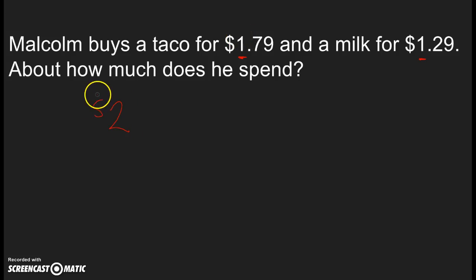So we have about $2 for the taco, and $1.29 we'll round down to $1, about $1 for the milk. All right, so I have about $2 and about $1. I add 2 plus 1 equals 3. That means Malcolm spent about $3 on his lunch.